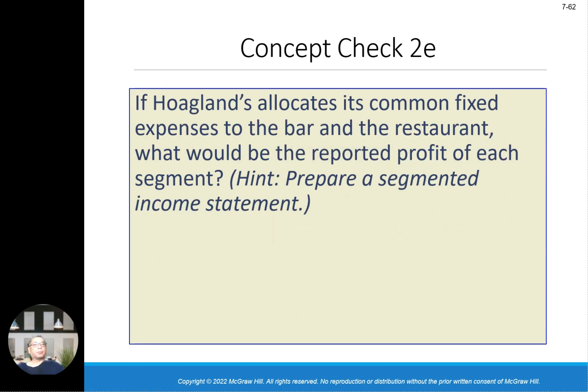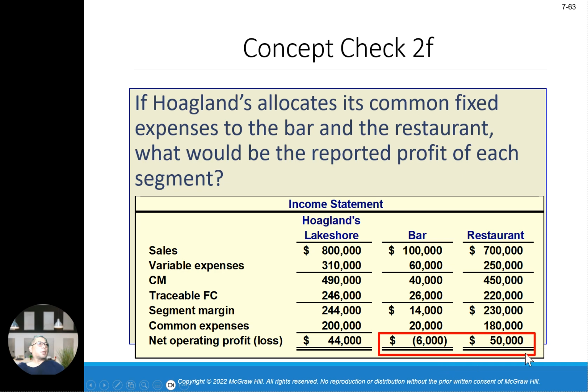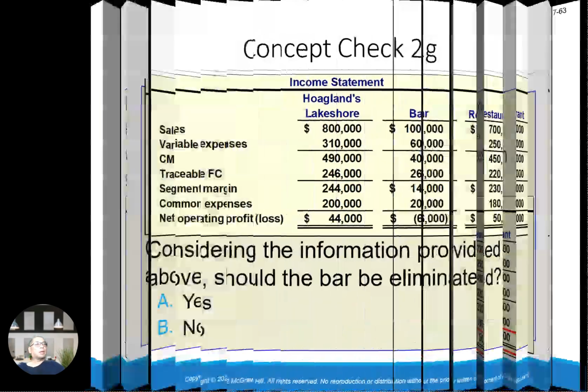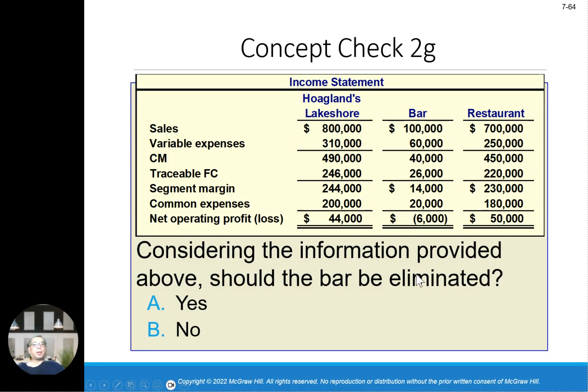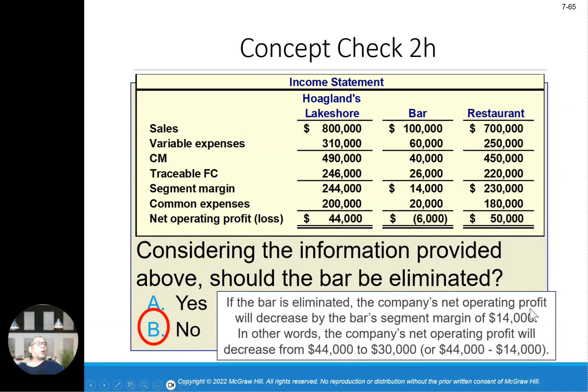Concept check 2. If Holland allocates common fixed expense to the bar, what would the reported profit be? The financial statement will be like this. The bar will be losing 6,000, and the restaurant will be 50,000. So what is above? Should the bar be eliminated? Yes or no? The key part is, will the bar or the restaurant be eliminated? No. If the bar is eliminated, the company's net operating profit will decrease by the bar's 14,000. In other words, the company's net operating profit will decrease from 44,000 to 30,000. So the bar should not be eliminated.